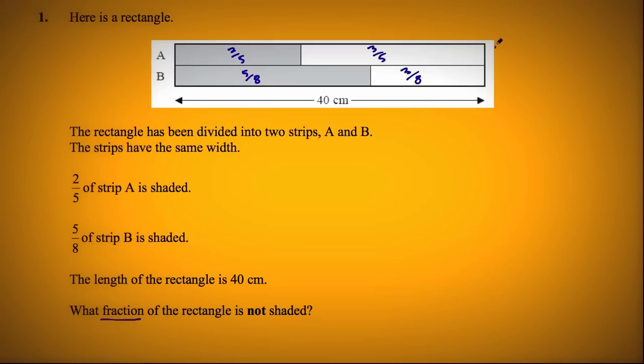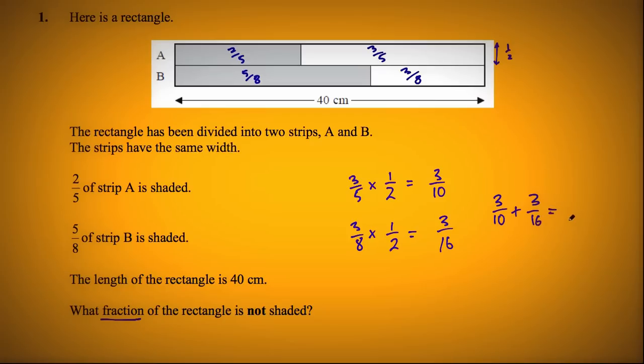Now each of these is half of the rectangle overall. So if I want to know what fraction of the rectangle this is, that's 3/5 of 1/2, which is the same as 3/5 times 1/2, 3/10. And unshaded here, that's 3/8 times a half, 3/8 of a half, which is 3/16. And this is a calculator paper, so I need to add those fractions together. 3/10 plus 3/16 gives me 39/80 on my calculator.